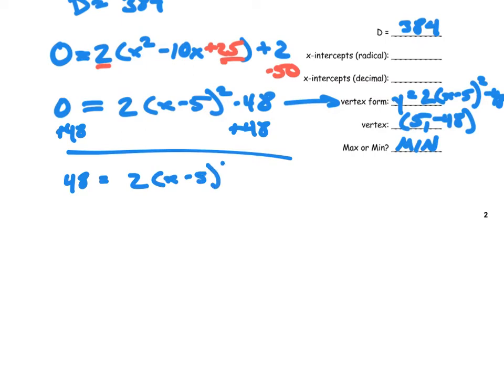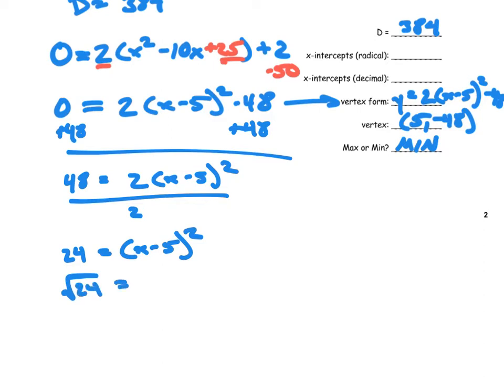Now, we'll go ahead and finish the process of completing the square here and solving for x in order to get our x-intercepts. We'll add 48 to both sides. We'll divide by 2. Half of 48 is 24. We'll square root both sides. I get the square root of 24 equals the absolute value of x minus 5. Do a couple of steps in one here. We get plus or minus 2 root 6 if we divide out a 4. And I'll add 5 to both sides.